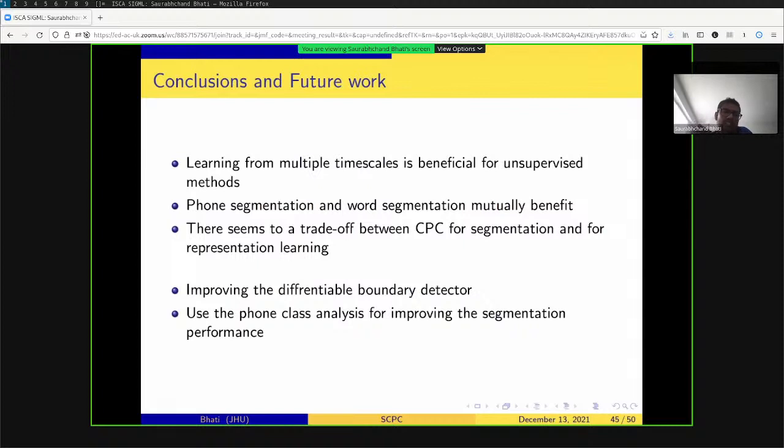This might be just because of the way we are doing segmentation, so it might not be a universal trade-off. If you use other segmentation techniques, which don't just look at the disparity between the current frame and the next frame, you might not see something like this. As for future work, I'm working on improving the boundary detector. As you can see from the last table, improving it automatically improves both the word segmentation and the sampling task. We are also looking into how we can focus on the boundaries between two successive vowels or semi-vowels, and how we make the model do better on those boundaries.